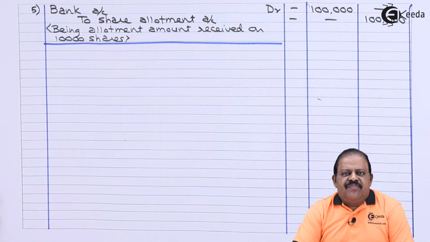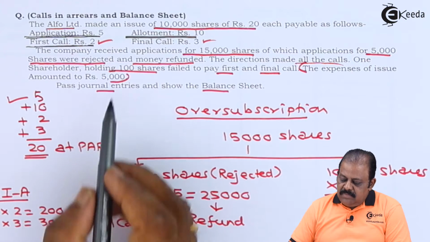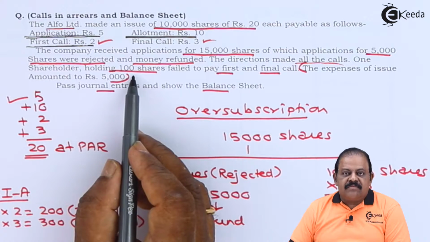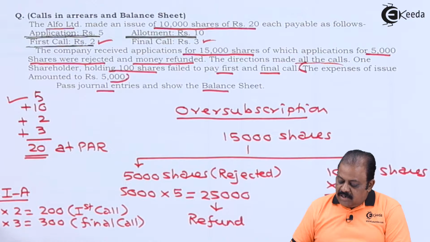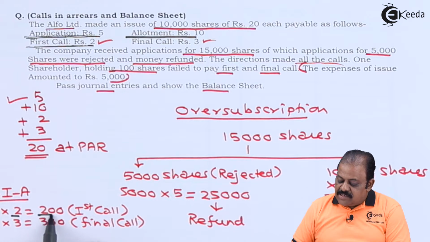The company has demanded the first call amount and all shareholders have paid the amount except one shareholder. Let us record the entry for demanding the first call amount. First call amount is rupees 2 per share, and there is default by a shareholder holding 100 shares. On 100 shares 2 rupees not paid. So at the time of first call, calls in arrears are rupees 200.